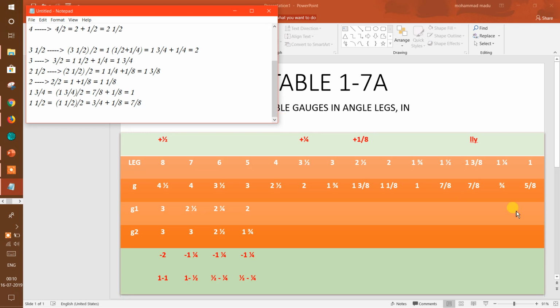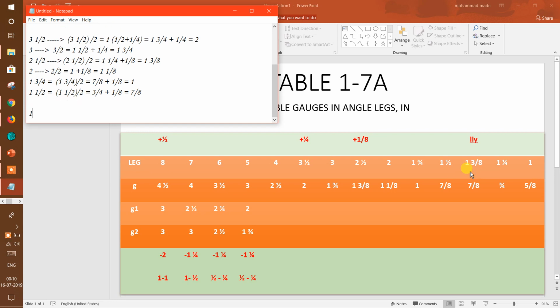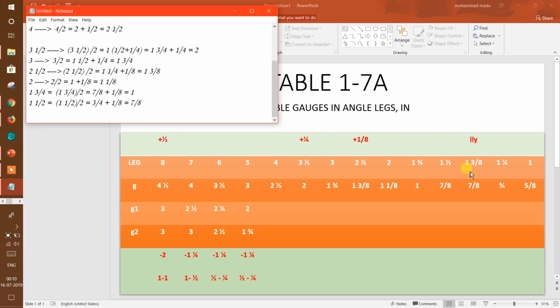When coming to this value 1 3 by 4, we should blindly remember this. Why? Because 1 by 2 we can get extended 3 by 8, 4 by 8. Yeah, 4 by 8, 3 by 8. It is almost similar. The only thing we have to remember is after 1 by 2, after getting 1 7 by 8, this value should be 1 3 by 8. Okay, let's do it. 1 3 by 8.